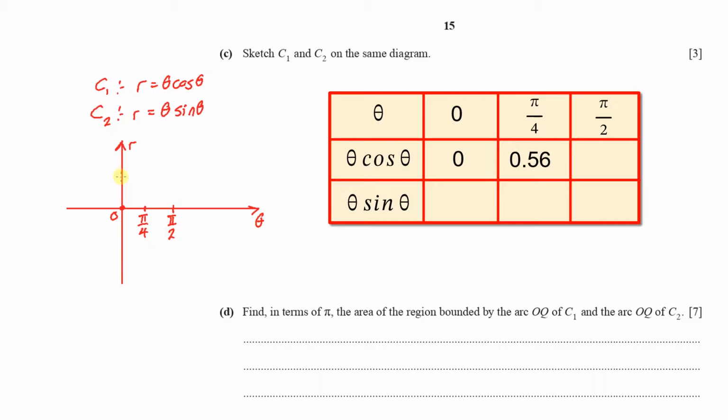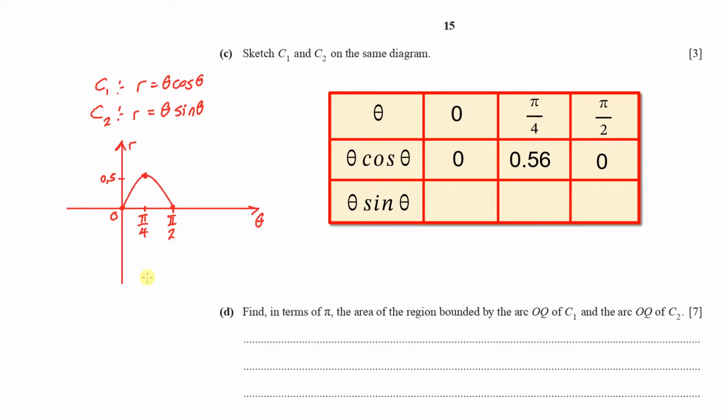So if this is 0.5, then 0.56 is slightly above it. And lastly, we have when theta is equal to pi over 2, then again theta cos theta is 0. So we will have the graph come out like this.